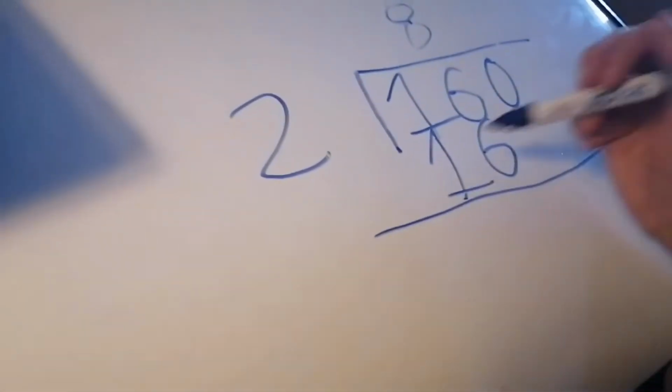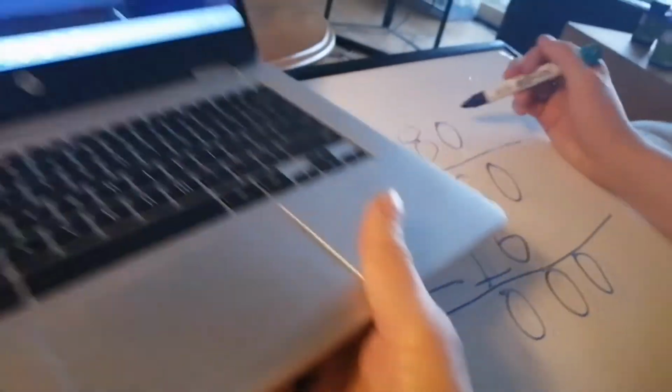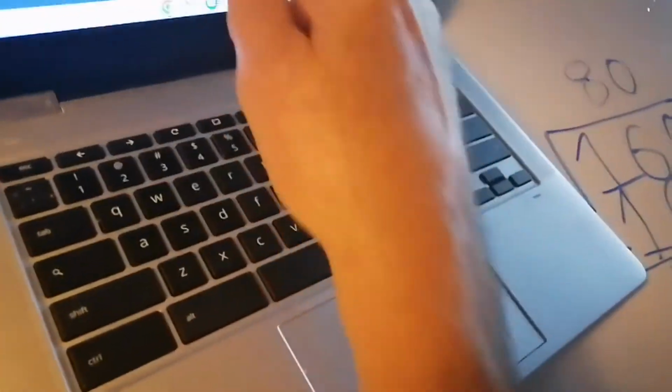2 times 8 is what? 16. There you go. Okay, so 2 into 0 is 0. Okay, put your answer in.